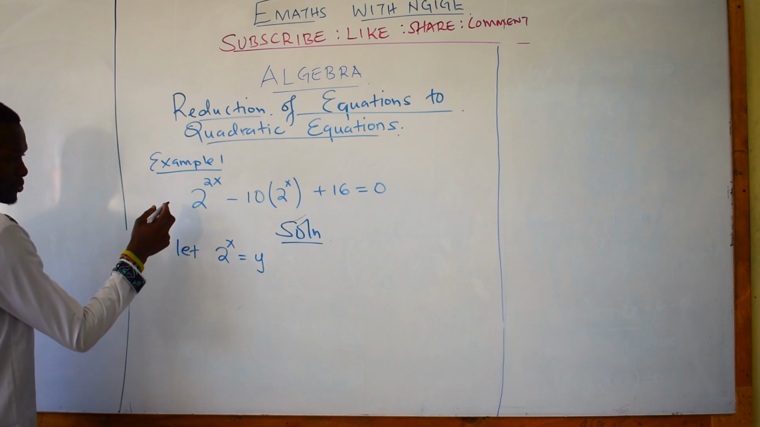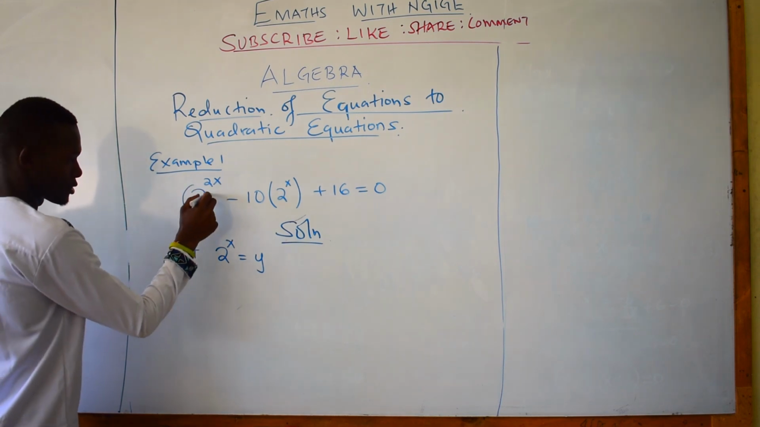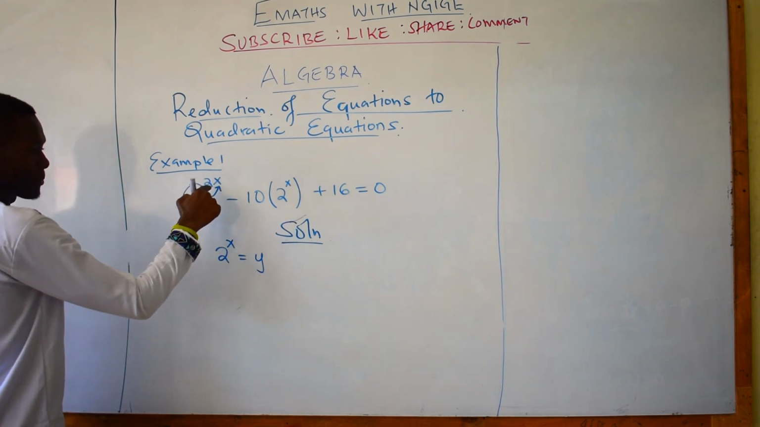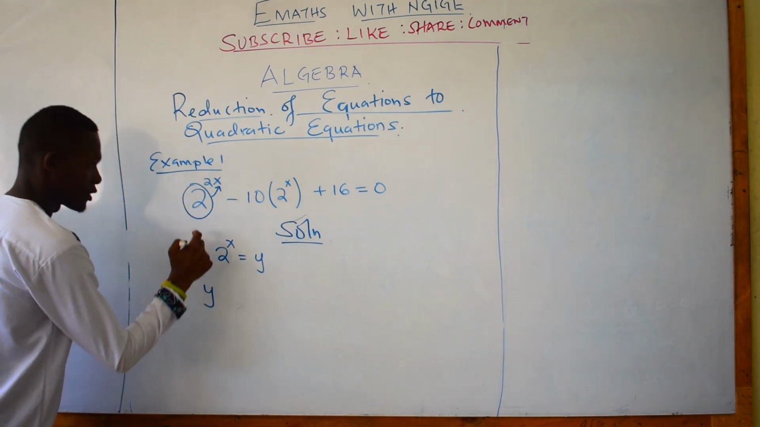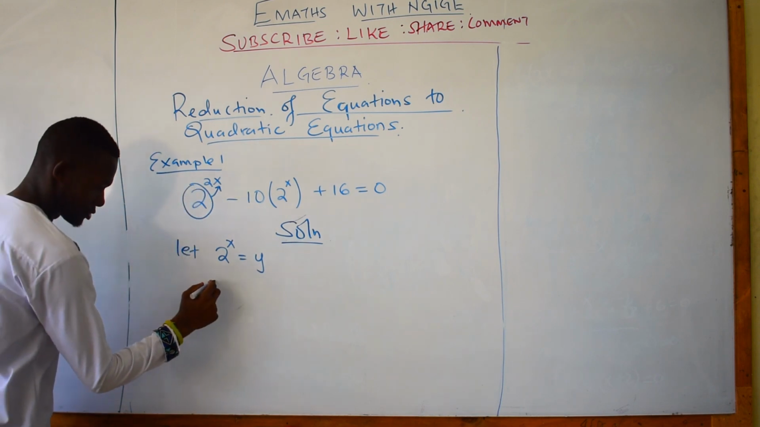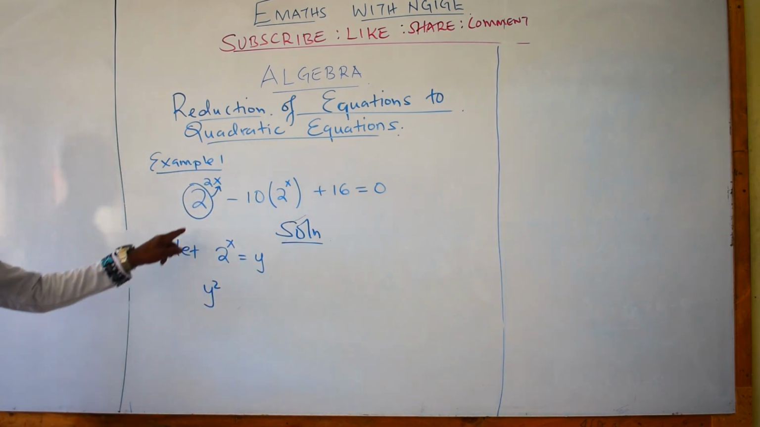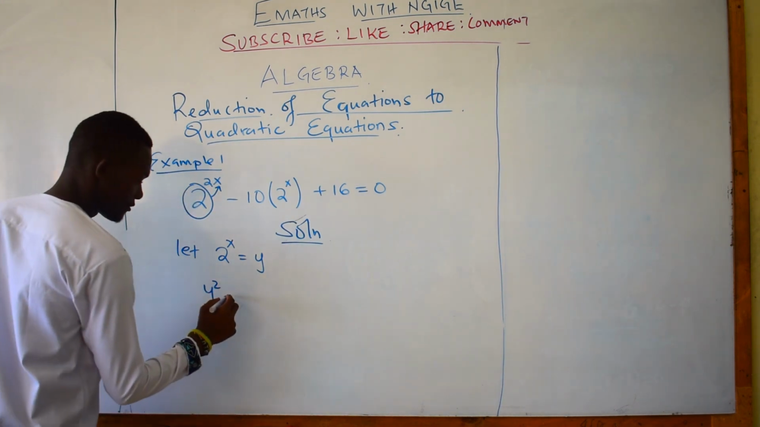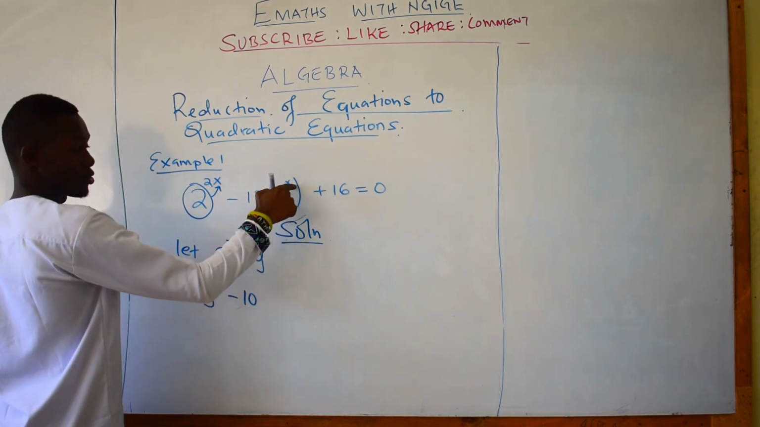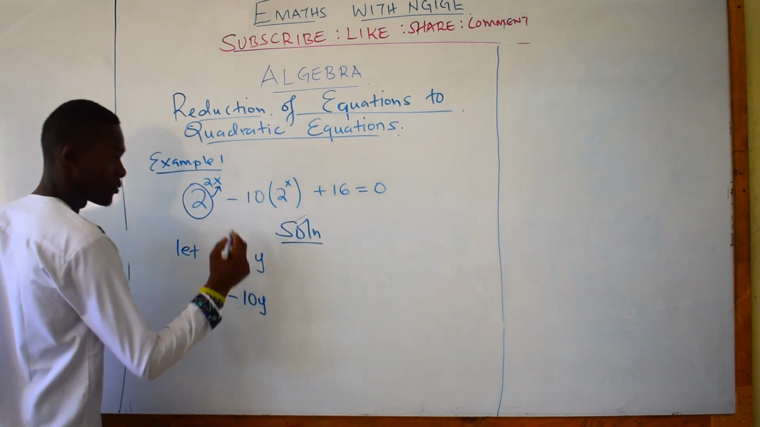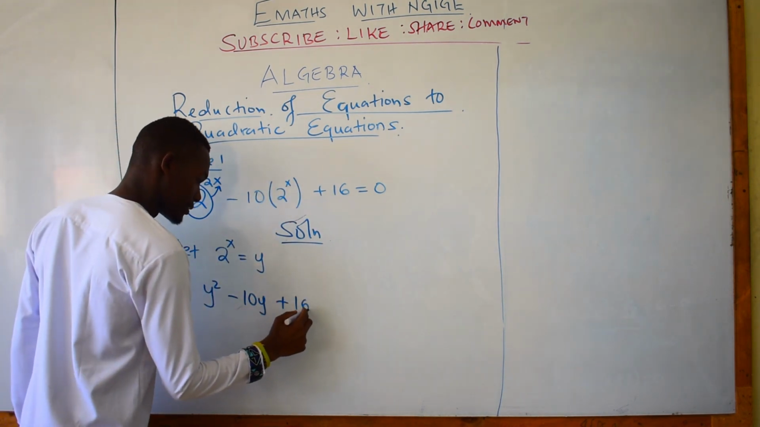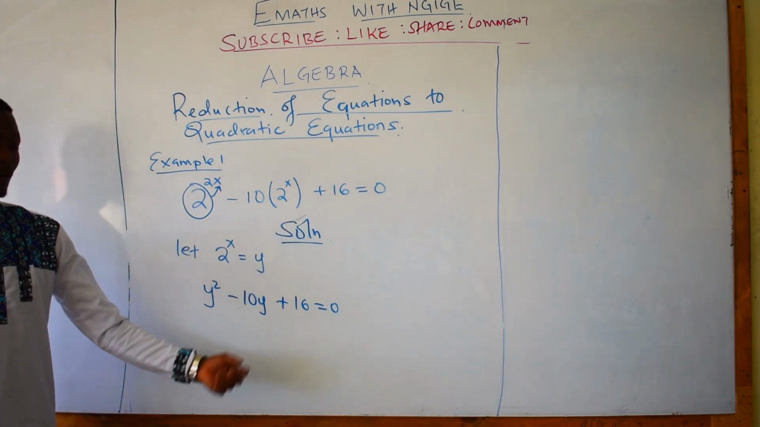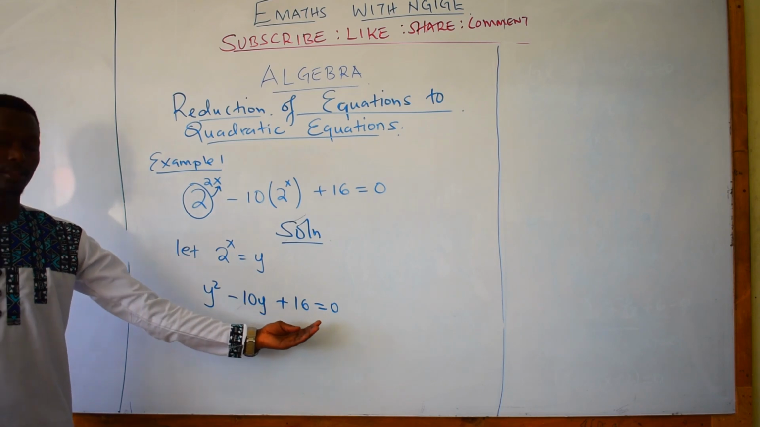Now, so let's change the first one. Here we have 2 raised to this power of x, so this power becomes y. What power do we remain with here? 2. So we have y squared. Then we have minus 10. 2 raised to the power x is what? y. Then plus 16 equals to 0. So therefore, you have a quadratic equation given in this form.